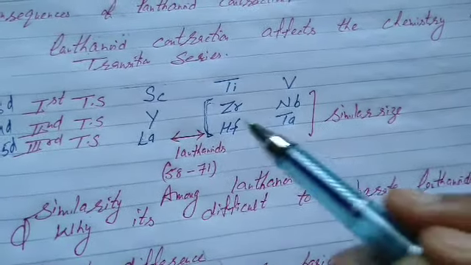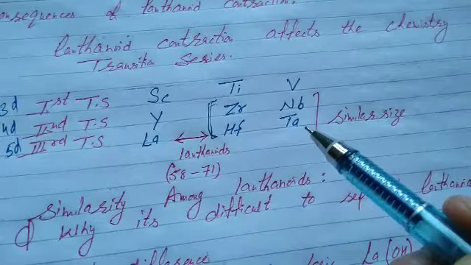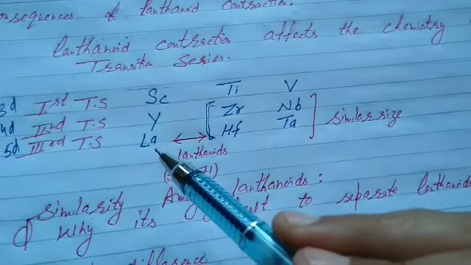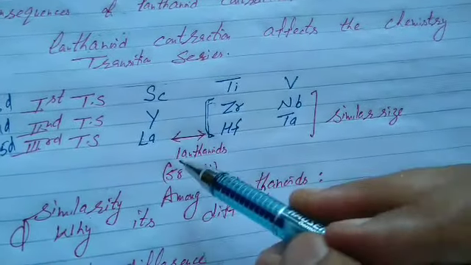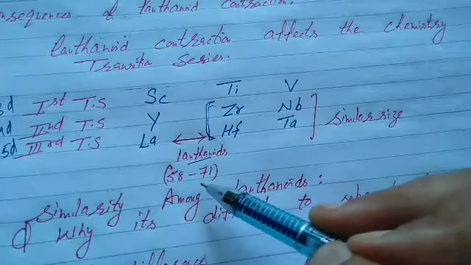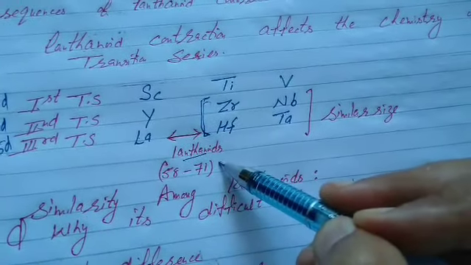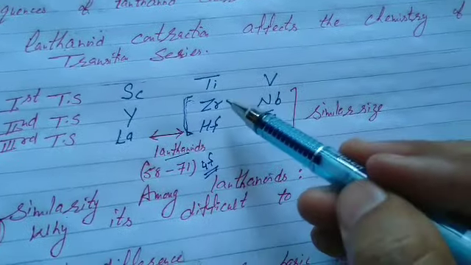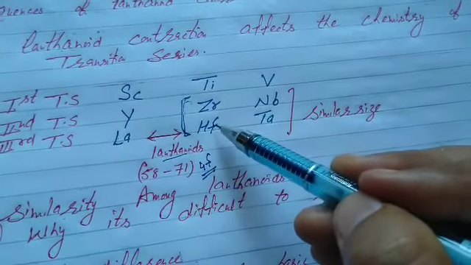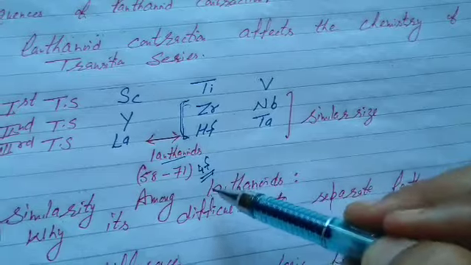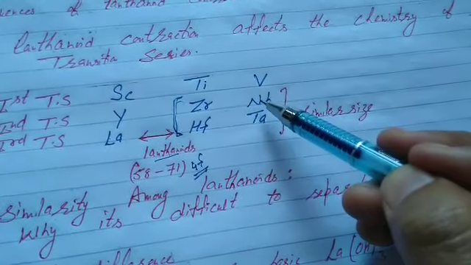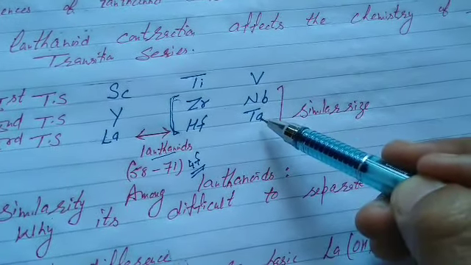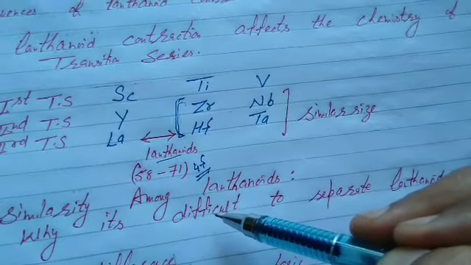The atomic radii of the second and third series are almost the same after the first member, after lanthanum, because after lanthanum there are 14 lanthanoids. These 14 lanthanoids involve the filling of electrons in the 4f subshell. Due to lanthanoid contraction, the pair of elements zirconium and hafnium have similarities. Why does the pair of elements niobium and tantalum possess similarity? Again, your answer is lanthanoid contraction.